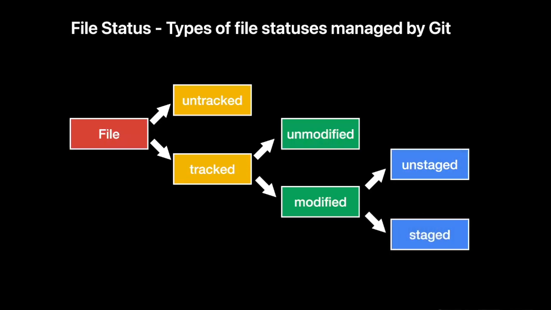Modified files can be added to the index. Once added to the index, the files are in the staged state. When you commit, the content in the index is turned into a commit. To summarize, files tracked by Git can be modified, and modified files added to the index can be committed. There's no need to memorize these states. As you use Git, you'll become familiar with them naturally.